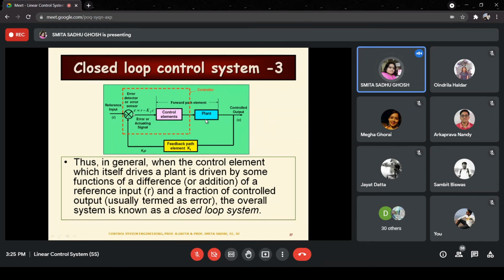So this signal over here, which is called the feedback signal, is very important, and it is directly coming from the output.